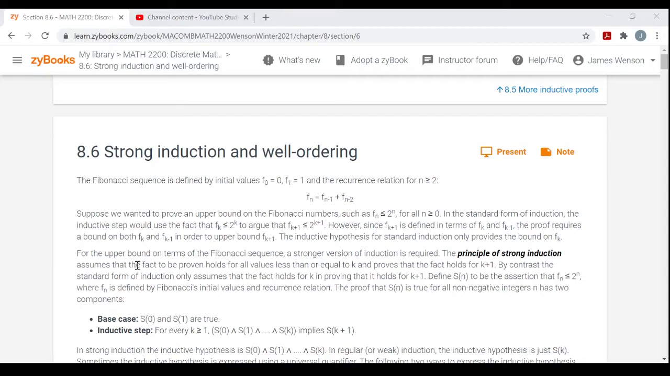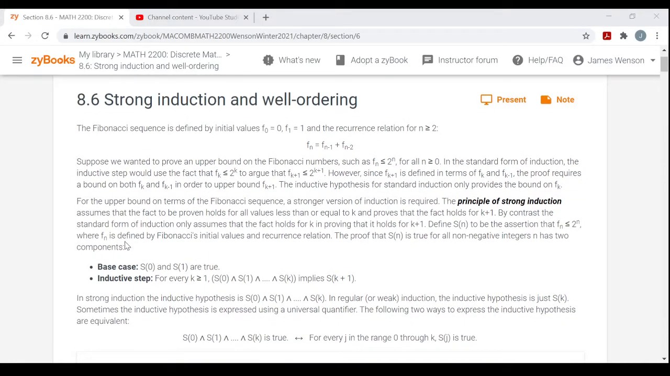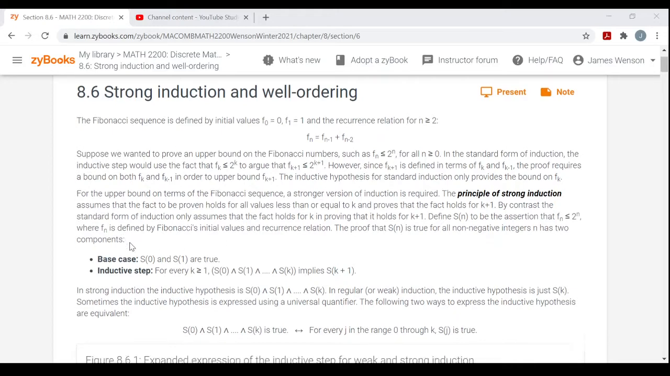By contrast, the standard form of induction only assumes that the fact holds for k in proving that it holds for k plus 1. So you're assuming a lot more here. You have a much stronger assumption, thus the name strong induction. So define S sub n to be the predicate that f sub n is less than or equal to 2 to the n, where f sub n is defined by Fibonacci's initial values and recurrence relation.